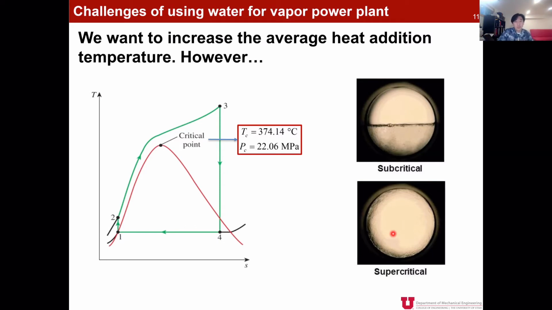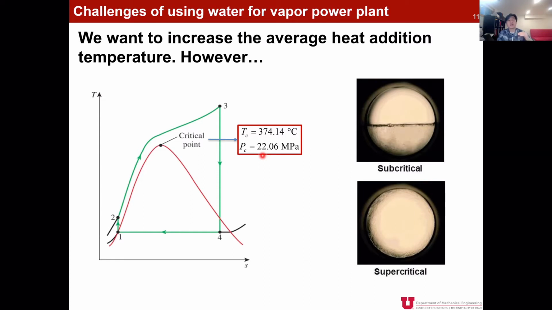So we try to make use of the conventional Rankine cycle that operates underneath the critical point, at a subcritical point, to generate power at this moment. Now, with that being said, the critical temperature of water is around 374 degrees Celsius, and its critical pressure is around 22 megapascal. Still, that is really high, but if you think about other possible materials, it is relatively low.